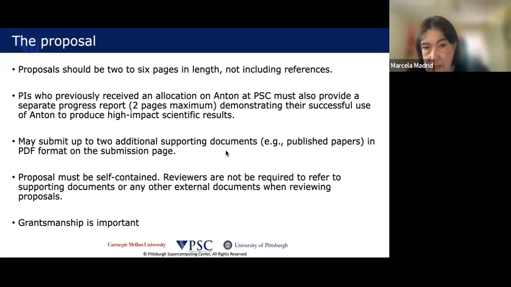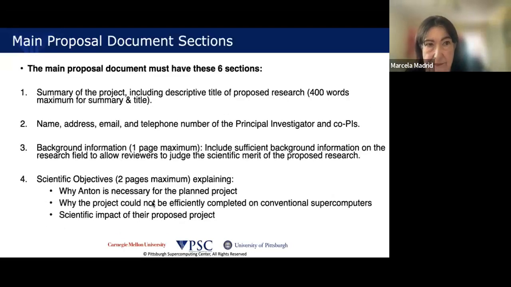on the submission page. However, despite the fact that you can submit additional supporting documents, the proposal needs to be self-contained, because the reviewers are not required to refer to these other documents or any other external documents when reviewing the proposal. And grantsmanship is important, how the proposal itself is written.